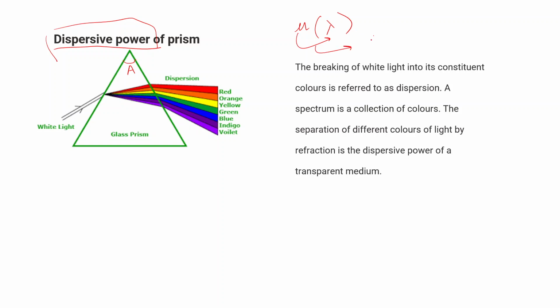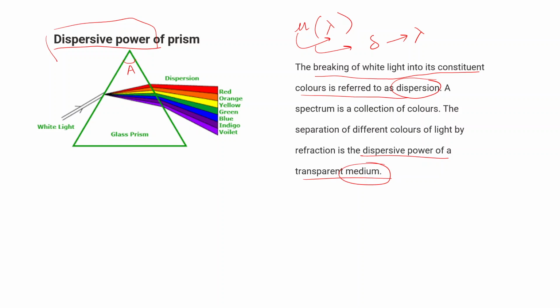Because of this, the angle of deviation is different corresponding to different wavelengths. Because of this, the white light is breaking into its constituent colors, and this phenomenon is called dispersion. This spectrum is a collection of different colors, 7 colors that we know, and the separation of white light into these constituent colors through this glass prism is known as dispersion, and how much it can separate is the dispersive power of this glass medium or the prism that we are talking about.